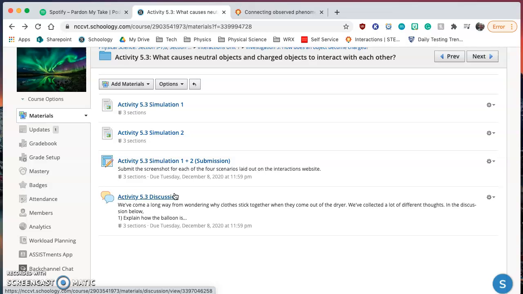We've learned a lot about particles that make up all objects and the protons, neutrons, and electrons that make up these particles. Okay, so what do we know now that we did not know in September and October that's going to help us explain why clothes stick together when they come out of the dryer?